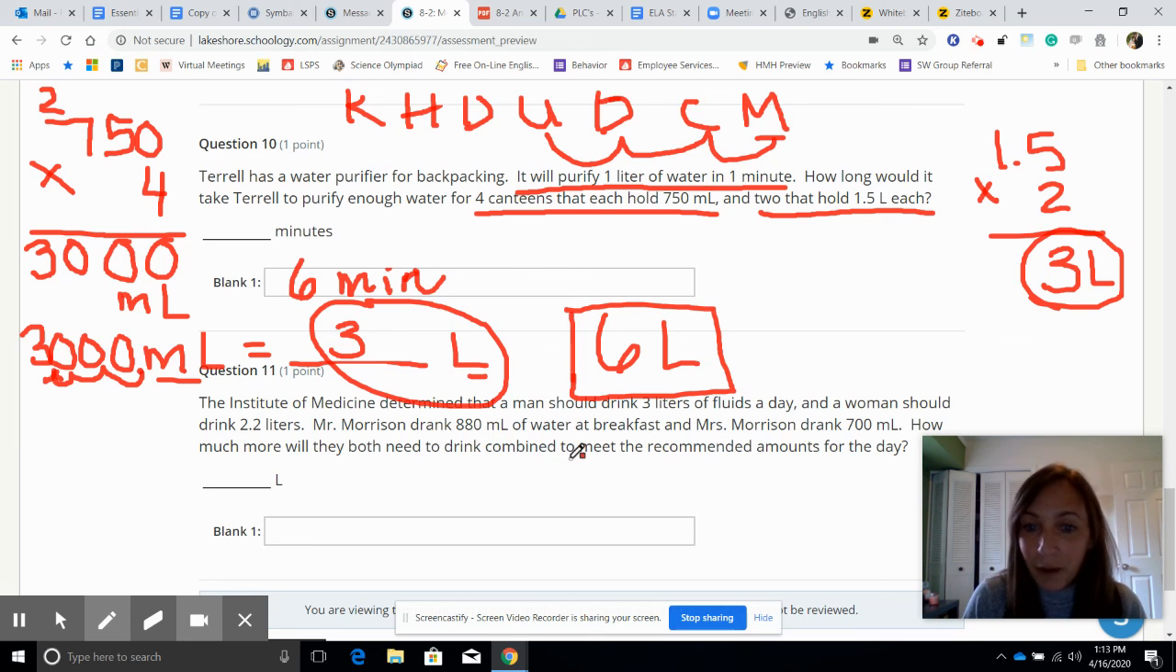These word problems are very involved. There's usually a lot of steps, so you really have to break it down and figure out your end goal and then go step by step until you can get to your end goal.